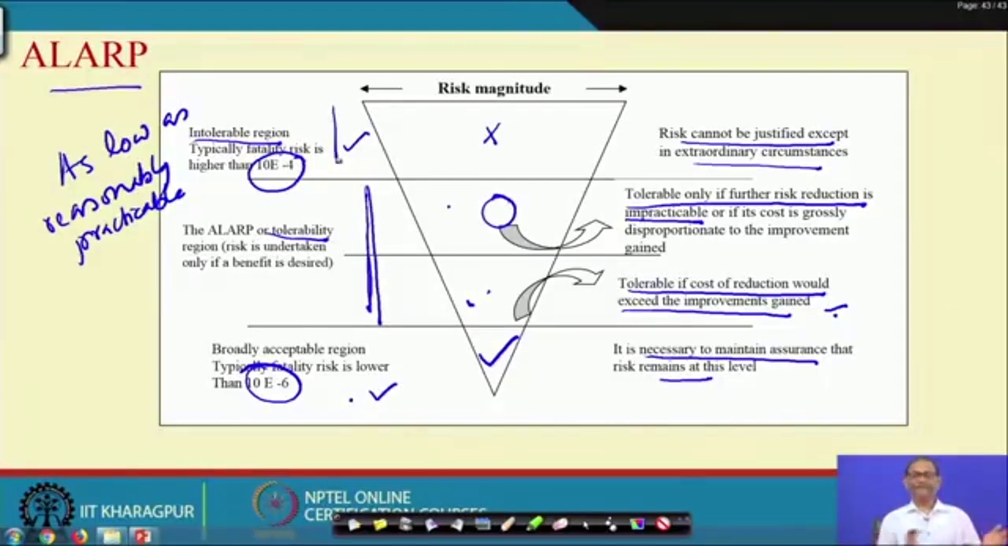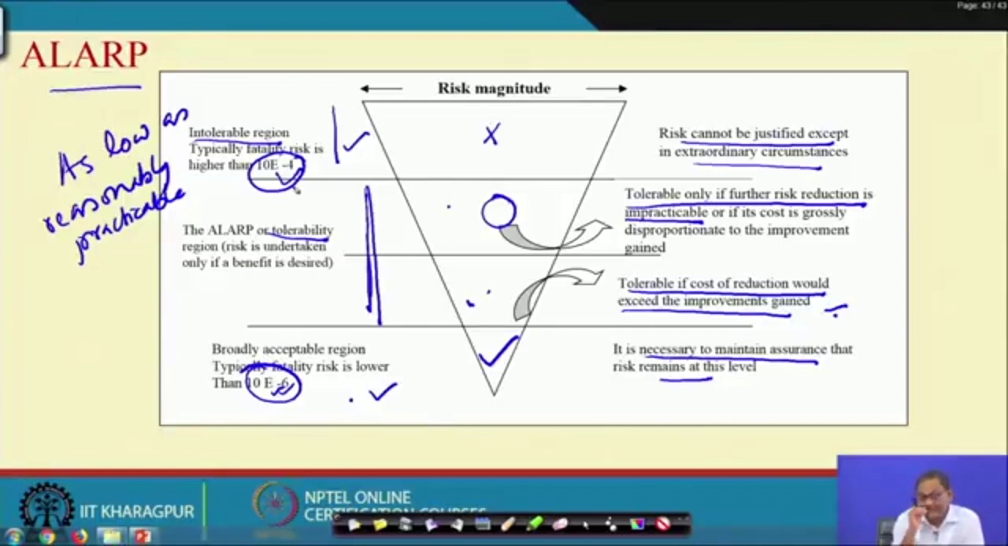So, once you identify and quantify the risk values, what will happen? You put where it is falling, and these figures, 10 to the power minus 4 and 10 to the power minus 6, are the criteria. If 10 to the power 4 people are exposed, then one fatality per 10 to the power 4 people is unacceptable, but per 10 to the power 6 people it is acceptable. It is one such criterion, I think.